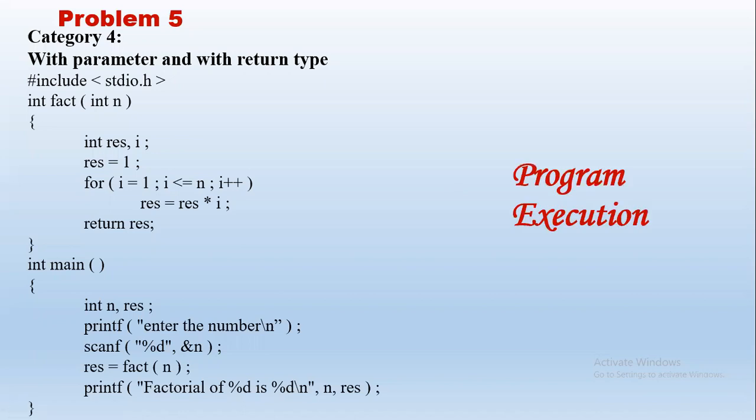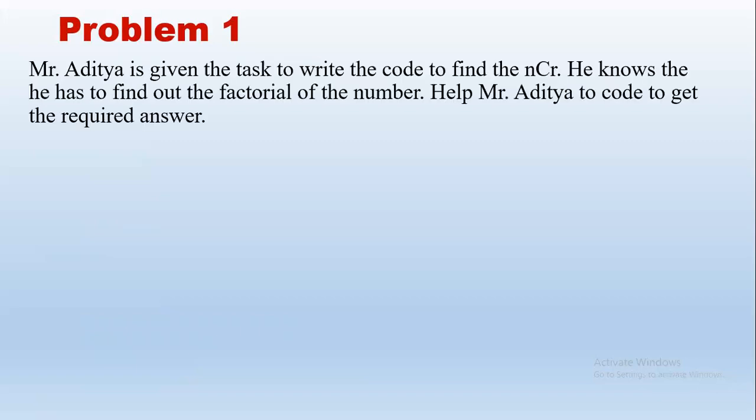So let's go to problem 1. As I told you, it is for finding NCR. For this, we have a problem statement. Problem 1 is for finding NCR. Mr. Aditya is given the task to write the code to find the NCR. He knows that he has to find the factorial of the numbers. To find NCR, he has to find some factorials. Help Mr. Aditya to code to get the required answer. So can you tell me how to find NCR? Anyone?